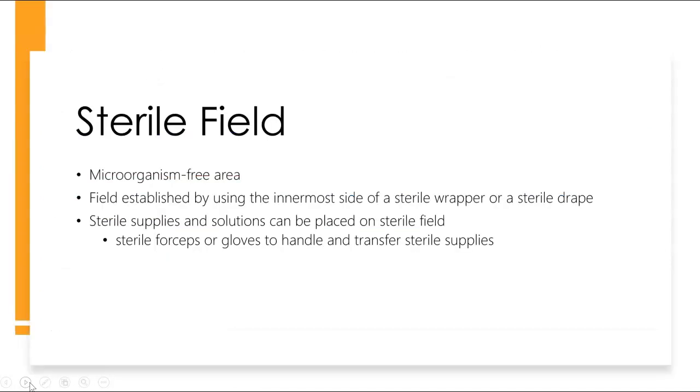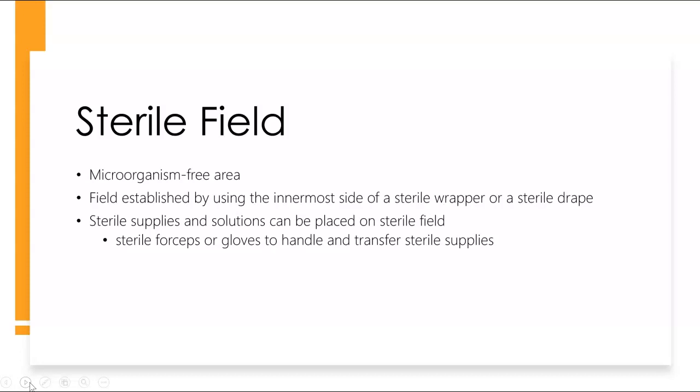Okay, so again, our sterile field, when I say sterile field, I'm talking about the area that we have prepared that is sterile that we're working off of. It has to remain sterile, or else sterile technique is not maintained anymore. So this is a microorganism-free area because this is surgical asepsis. So this is a field established by using the innermost side of a sterile wrapper or sterile drape.